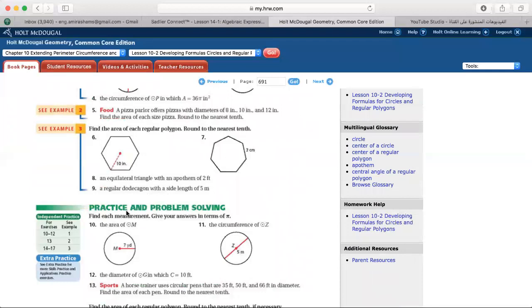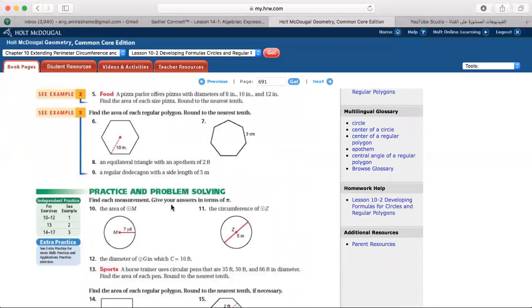Here, like number 10, find each measurement. Give your answer in terms of pi. When you are required to give the answer in terms of pi, this means do not substitute pi by 3.14, as you know the value of pi is 3.14. So keep pi as it is. Do not write its value. So the area of circle M.